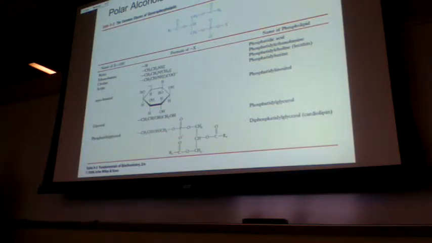So some of these names might sound familiar: phosphatidylethanolamine, phosphatidylcholine, phosphatidylserine, phosphatidylinositol. These are all common phospholipids down in membranes. And so these are the ones that you should have a handle on. I will never ask you to draw inositol, so don't worry about that. But the ethanolamine, choline, serine, glycerol, those are all things you ought to be able to draw.